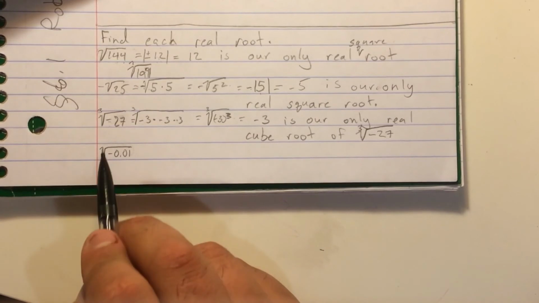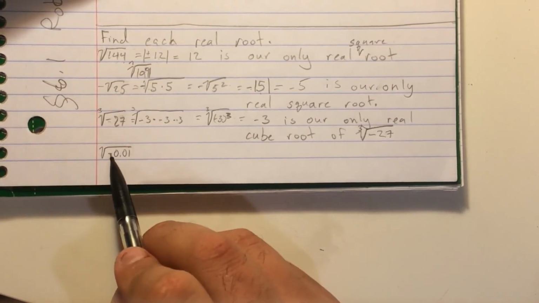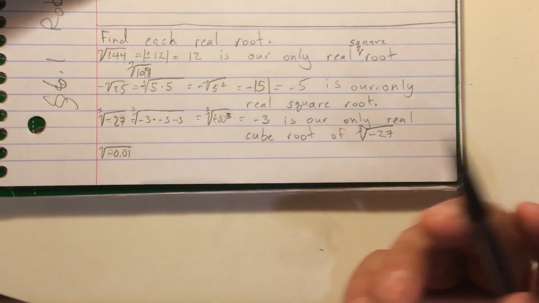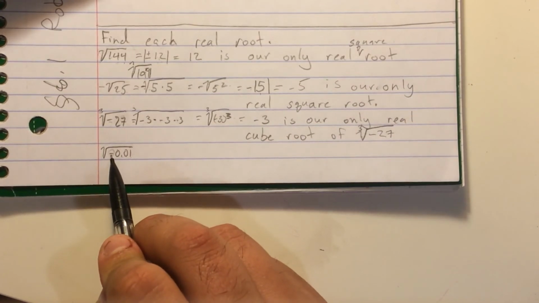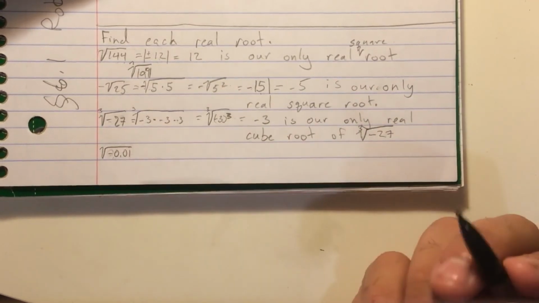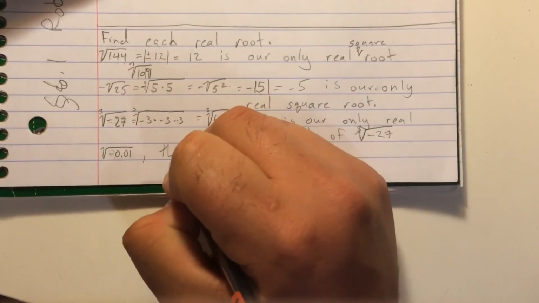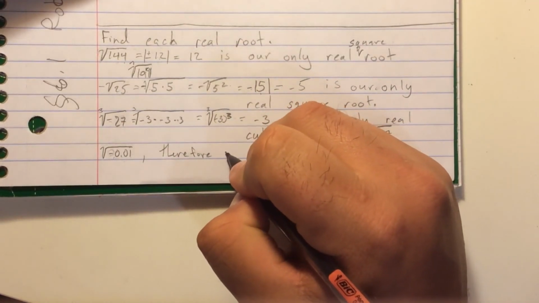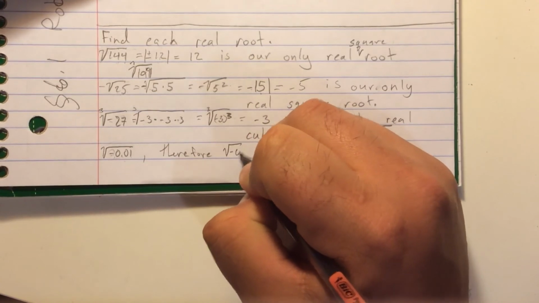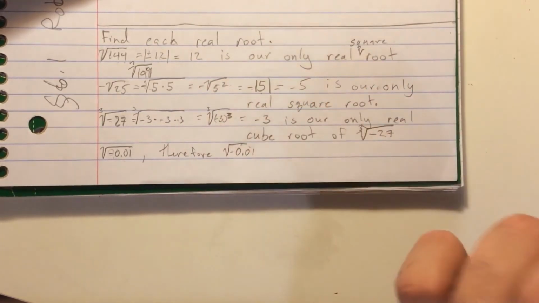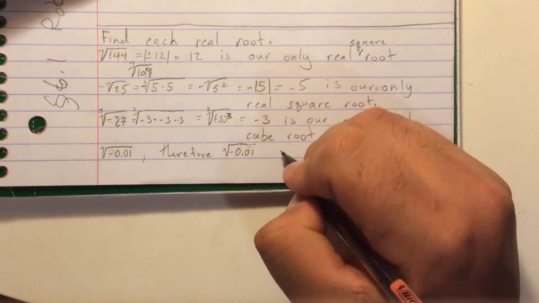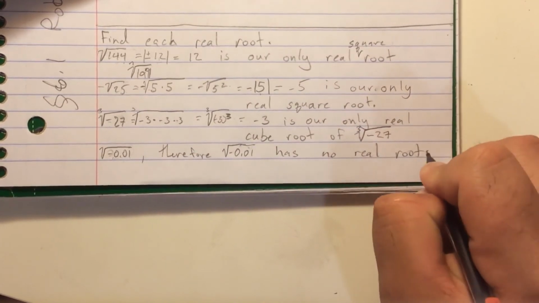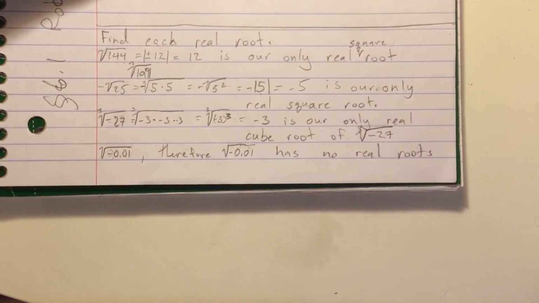Okay? Similar here, we have the square root again, but this is the square root of negative 0.01. So we have this negative here, and we can't take the square root of that without having an imaginary number. So therefore, the square root of negative 0.01 has no real roots.